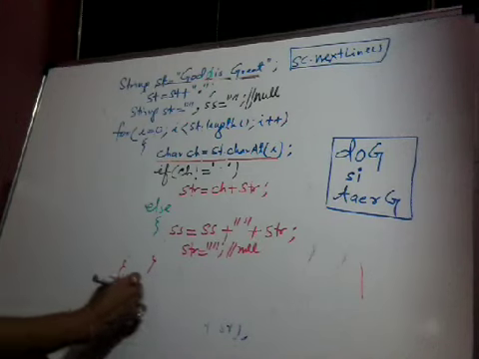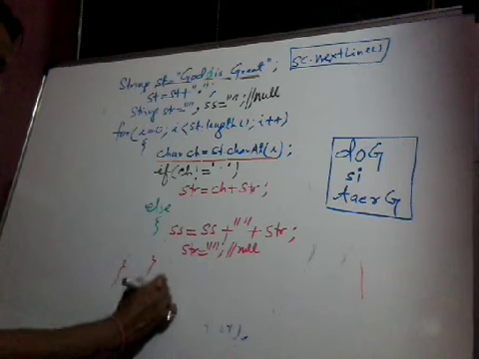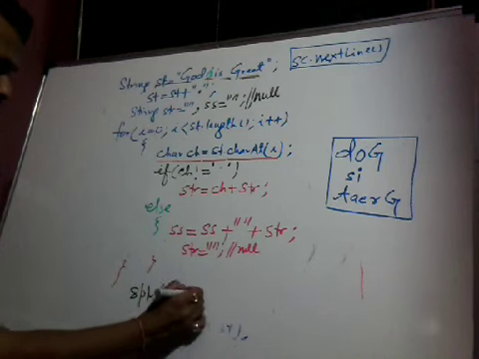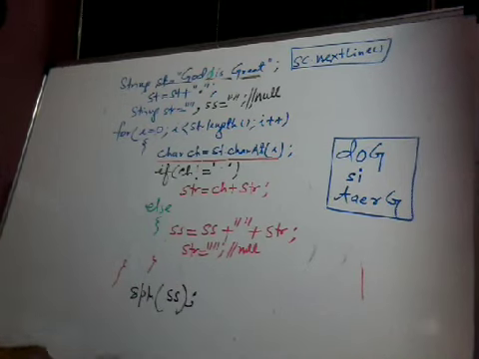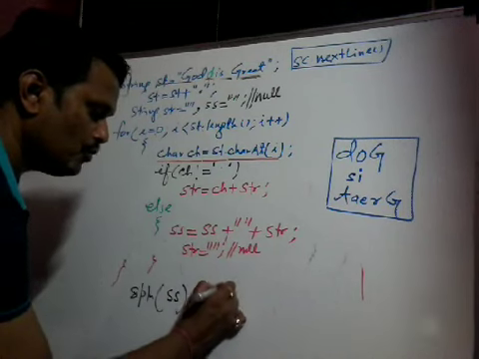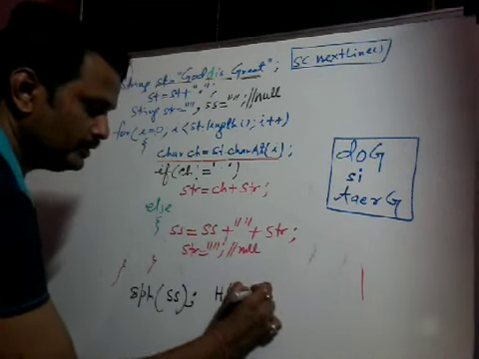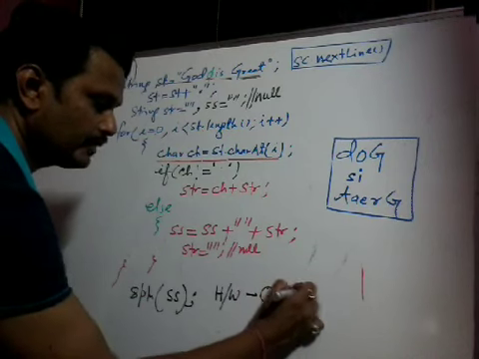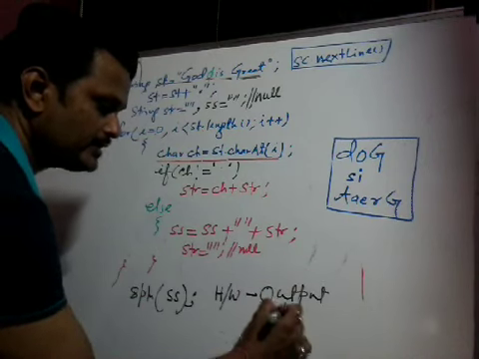Outside of the loop, if you children print here ss, so this is your homework. Just write the output in the comment box.